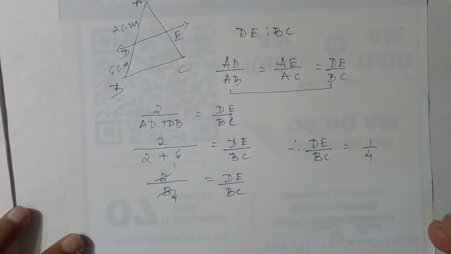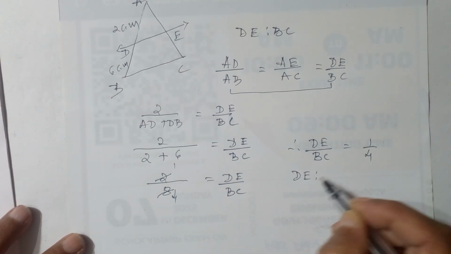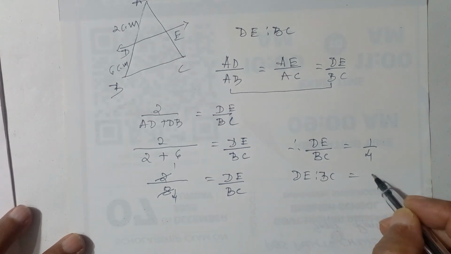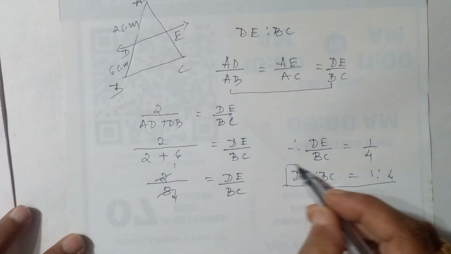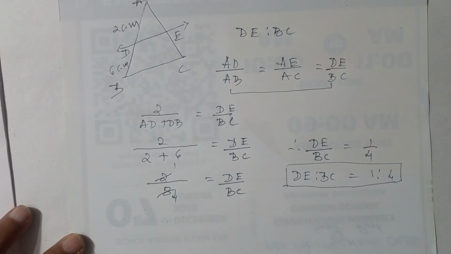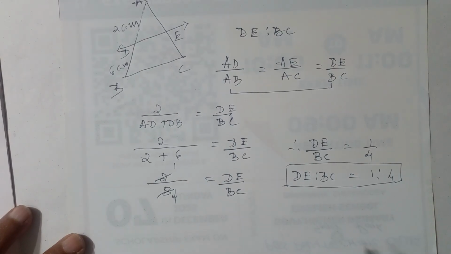But the question asked you to write in the ratio format. That is DE is to BC is equal to 1 is to 4. This is the only required answer. It is one mark, but we need to show this work. Therefore, the answer is 1 is to 4.